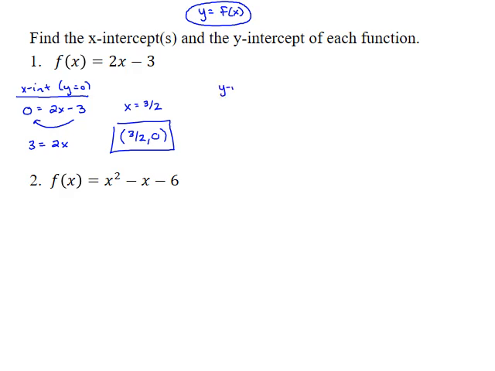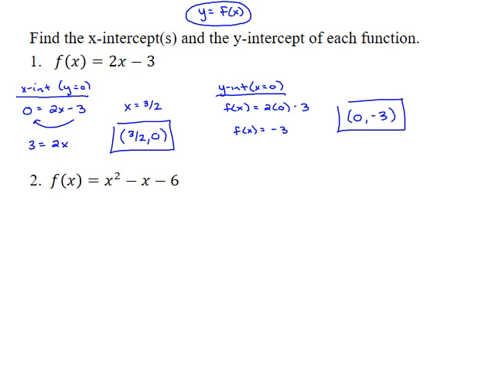You can also do the y-intercept. The y-intercept is defined as x equals 0. So I can say that f of x, or y, whatever you want to call it, is equal to 2 times 0 minus 3. 2 times 0 just goes away, so f of x is equal to negative 3. To write that as an ordered pair, x is 0 because we plugged that in, and we found our y value to be negative 3. So in this example, we found one x-intercept and one y-intercept.